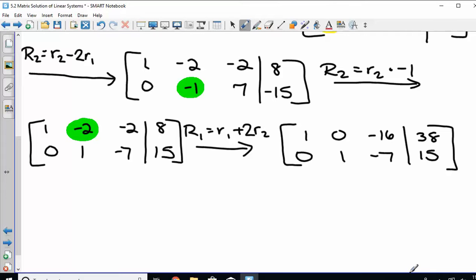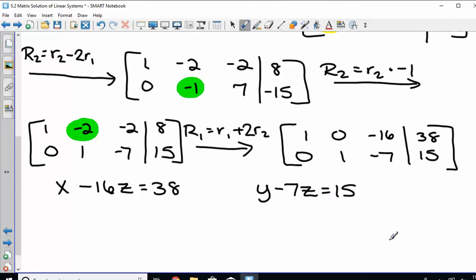It's good, but I have a problem. Do I have a row 3, column 3? No. If I stopped and wrote my equations right now, I have x minus 16z equals 38. And this one will be y minus 7z equals 15.